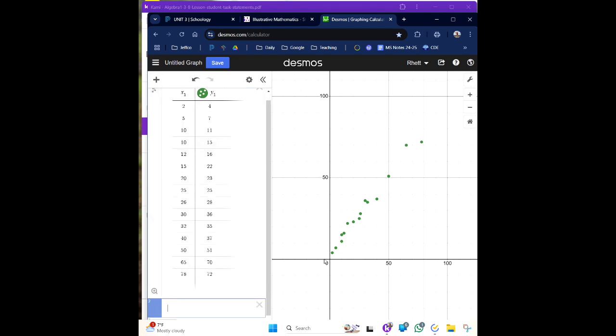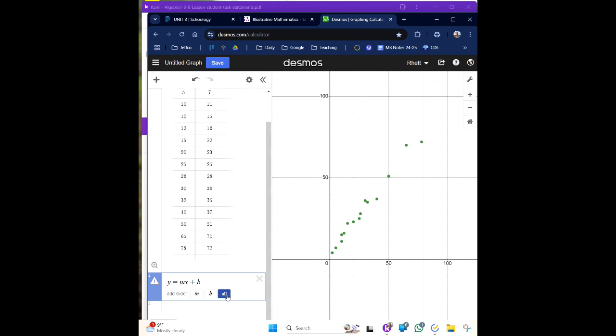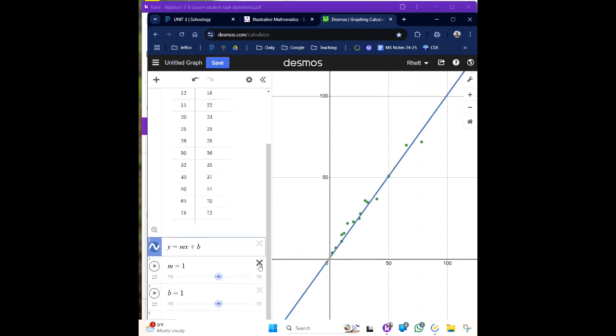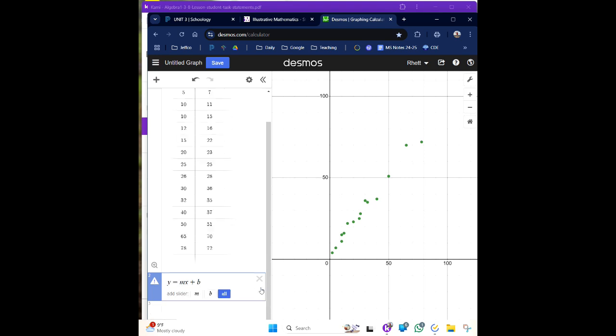So if we put this into slope-intercept form, we would have y equals mx plus b. Okay, and so here we can see that it is giving us an exclamation point. Too many variables. Try defining m or b. So what we're going to do, I'm going to go ahead and hit all here. So this isn't necessarily what we want. What we want is an approximation. Okay, it might give us the same, but I want to show you how to do this.